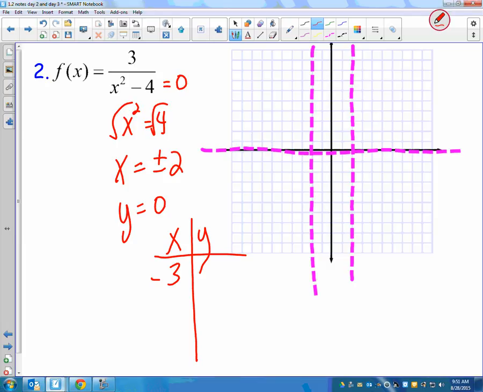Sometimes it works out nice. Sometimes it's not going to be so nice, but you can use a calculator. Remember, when you square that, that should be positive, though. I'm going to show my work here. That would be 3 over negative 3 squared, which is 9, minus 4, which would be 3/5. Agree with that?